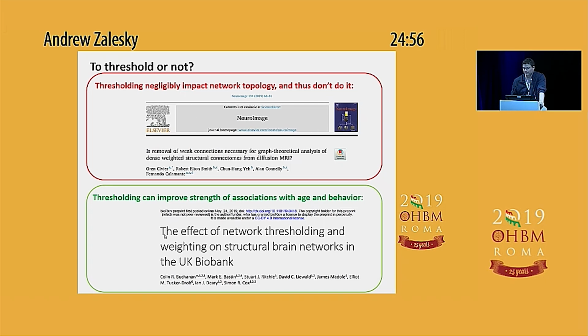The second paper really takes an opposing view, and this is a preprint that suggests that thresholding structural networks can help to improve the strength of association with behavioural measures and age. This was done in the UK Biobank. So this presents two opposing views, one against and one for thresholding, particularly in structural networks.